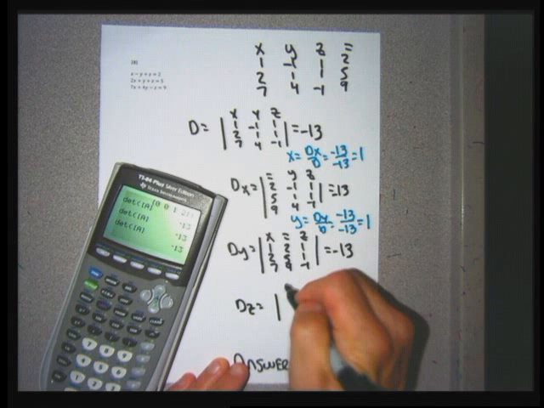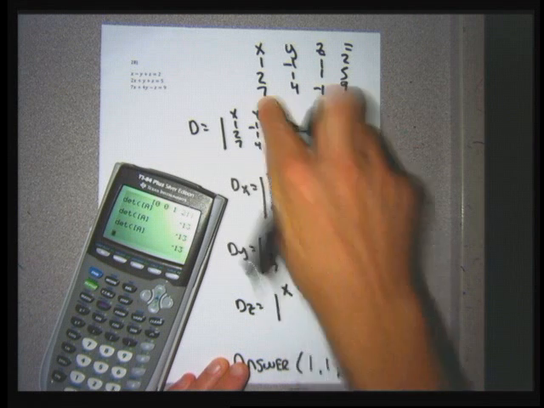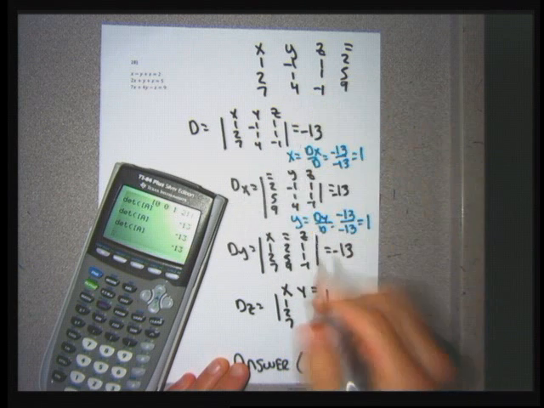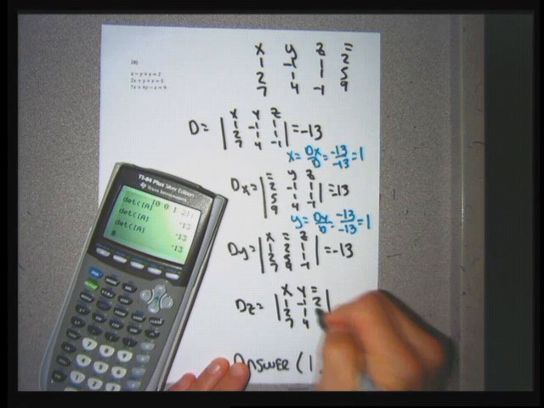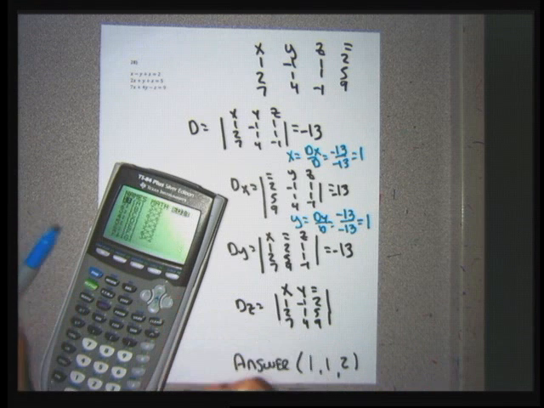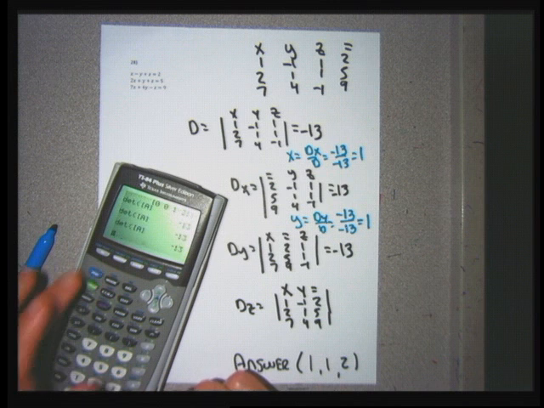The last one I need to do is D sub z. D sub z has the x column, the y column, the equal column. The x column is 1, 2, 7. The y column is negative 1, 1, 4. The equal column is 2, 5, and 9. Enter that. Second matrix, edit, enter, enter. 1, enter, negative 1, 2, 2, 1, 5, 7, 4, 9. Second quit, second enter, enter.